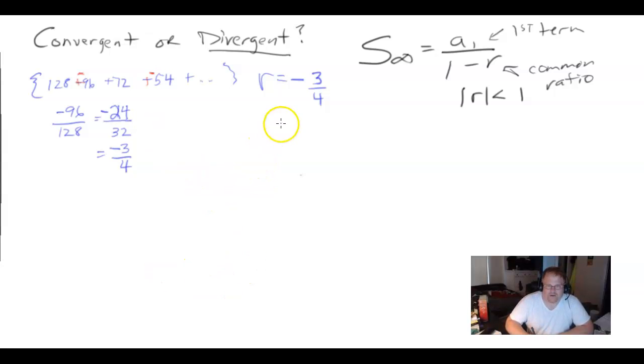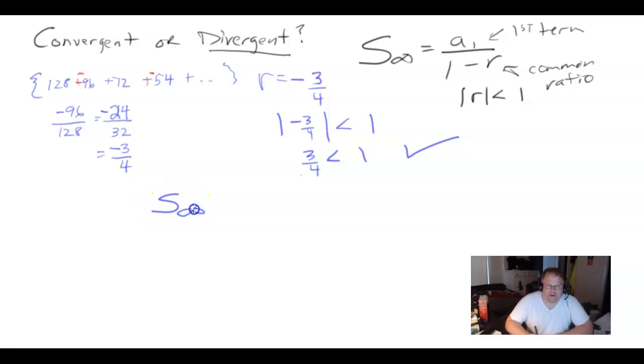Our rule says the absolute value of negative 3/4 has to be less than 1. The absolute value of negative 3/4, remember, changes all negatives to positives. 3/4 is less than 1, so that means we can use the formula. So S infinity equals the first term, which is 128, divided by 1 minus negative 3/4.